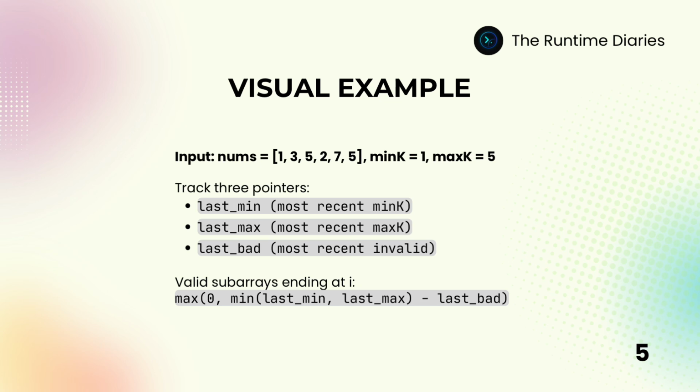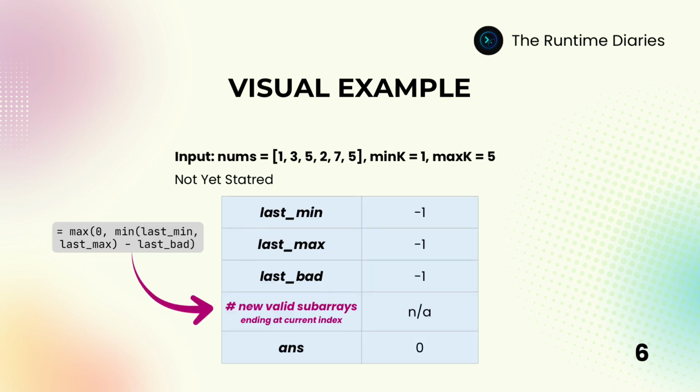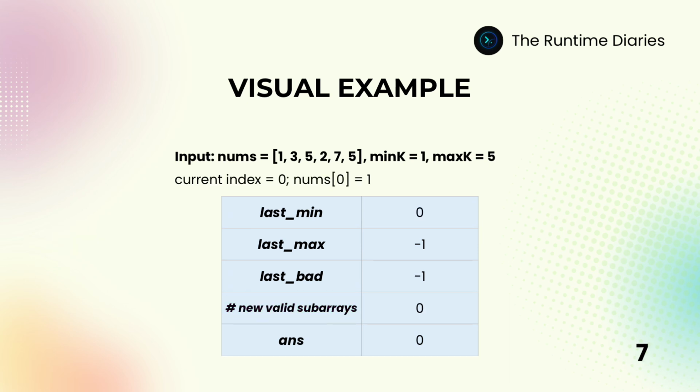At each index i, the number of valid subarrays ending at that index is given by this formula: max of either 0 or min of last_min and last_max, minus last_bad. That formula gives us the count instantly, with no nested loops, no rescanning, and no wasted work.